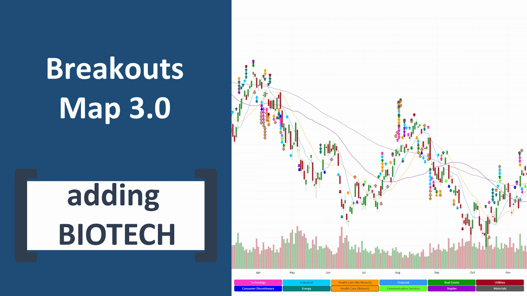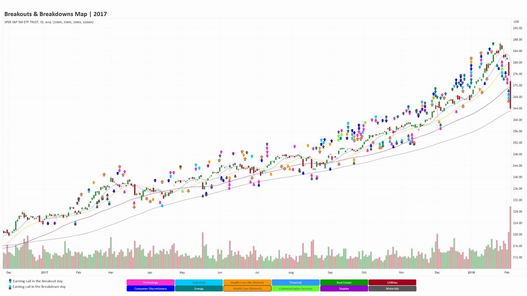Here's a breakout map 3.0, adding biotech to the main dataset of 11 sectors with both breakouts and breakdowns. Here's how to read this chart in more detail.